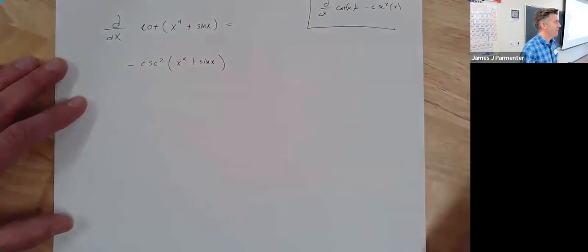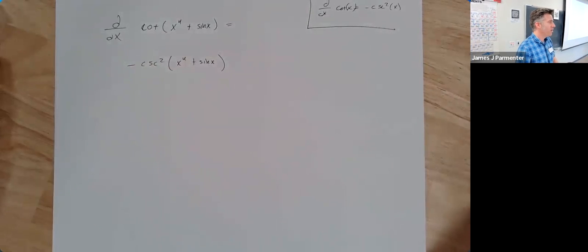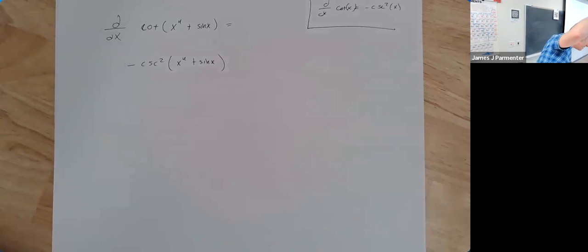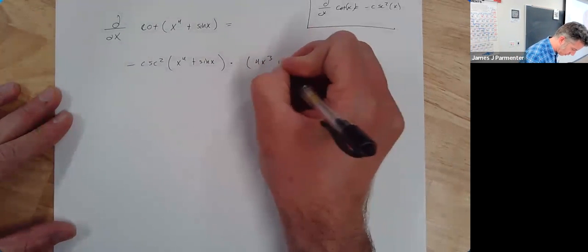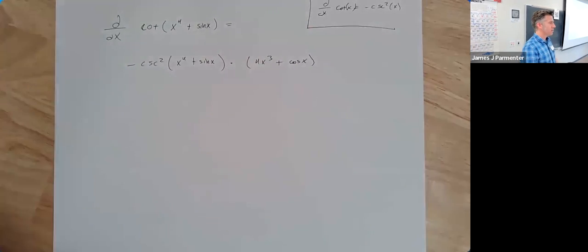But then I said stuff. And if you say stuff, what do you have to multiply by? You're missing a word. It's an important word. The derivative of the stuff, right? It's always the derivative of the stuff. So we're going to multiply by 4x cubed plus cosine of x, the derivative of the stuff.